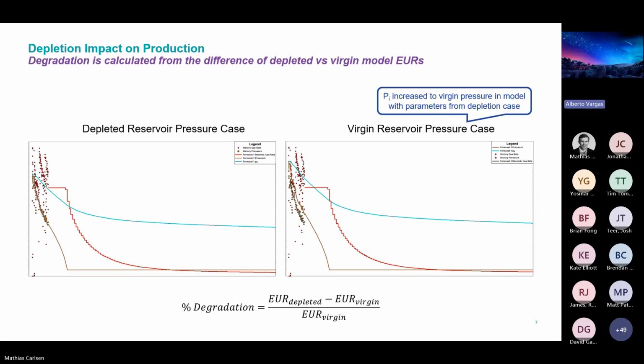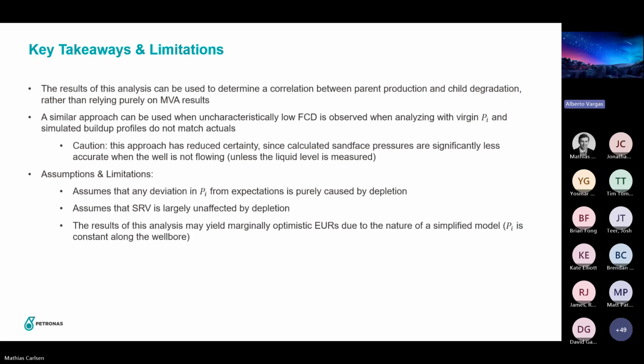So then we have two different EURs. We've got a virgin EUR and a depleted EUR, and then we can just take a percentage difference between them to get a kind of percentage degradation that we can attribute to depletion that's at least some way tied to physics. Then, if this has been done on a number of wells, we can start to draw other conclusions, like determining a depletion index kind of metric that we can use to predict future degradation from parent-child interactions.